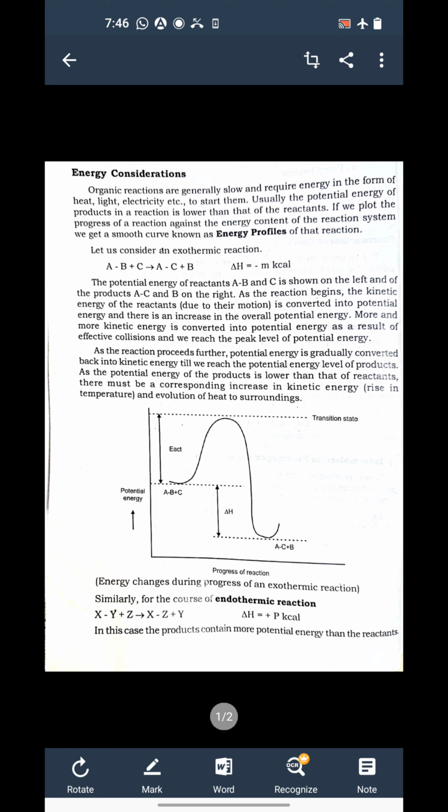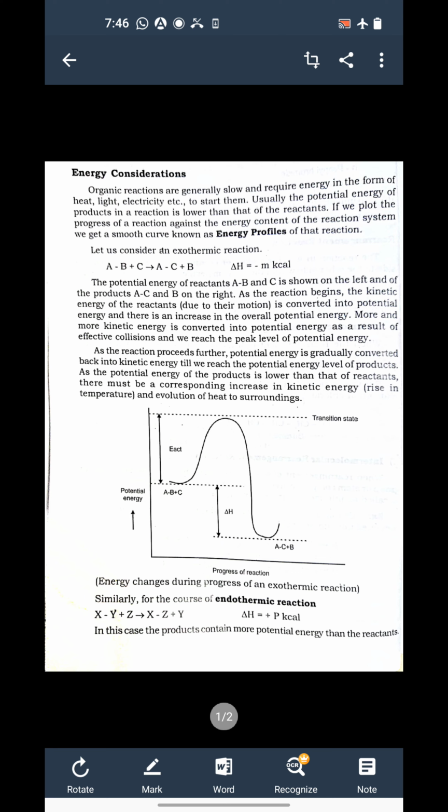Now we consider another reaction, the endothermic reaction. In an endothermic reaction, heat is not released, but we require heat; we give heat or energy to the reaction. Suppose we take the example XY reacting with Z to give XZ, and here delta H is written as plus P kilocalorie. Now why plus? Because heat is not released here, and that's why it is written plus. So it is an endothermic reaction.